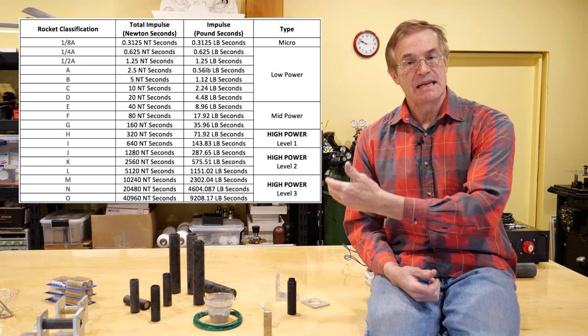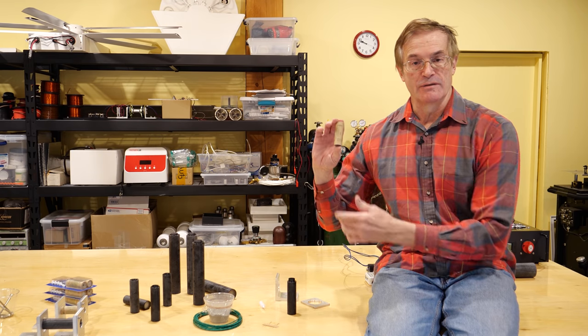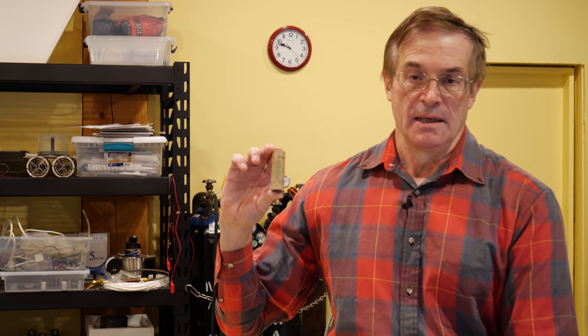A C motor, 10 newton-seconds. And this D motor, which I've got right here, represents 20 newton-seconds. Now it could burn fast. It could have a very fast regression rate and burn in half a second and make say 40 newtons of thrust, but only for half a second. Or burn much longer and produce maybe 10 newtons of thrust for 2 seconds, but it's the total product that's represented by the letter code.